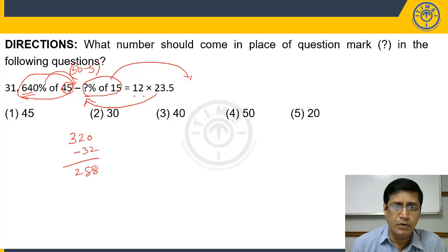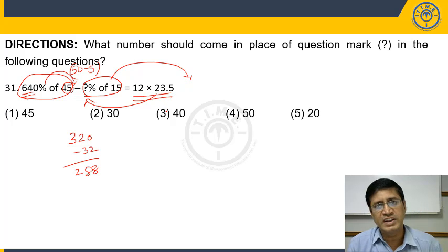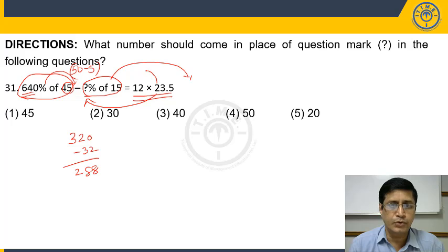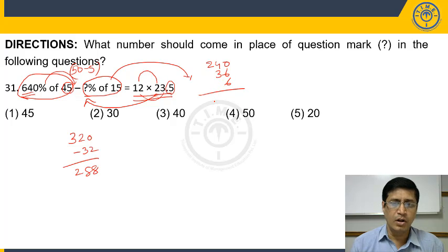Now, how much is the value of 12 into 23.5? 2 times 12 is 24, and since the 2 is in the tens place, you get 240. And 3 times 12 is 36. Half of 12 is 6. When you add all these values, it will give 282. The difference of these two values is equal to 6, which is 15%.